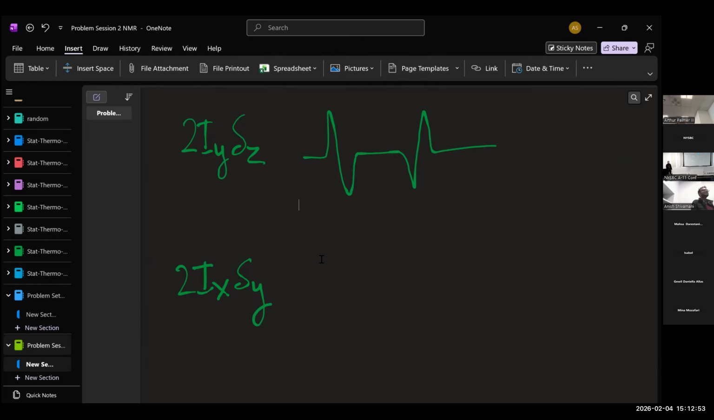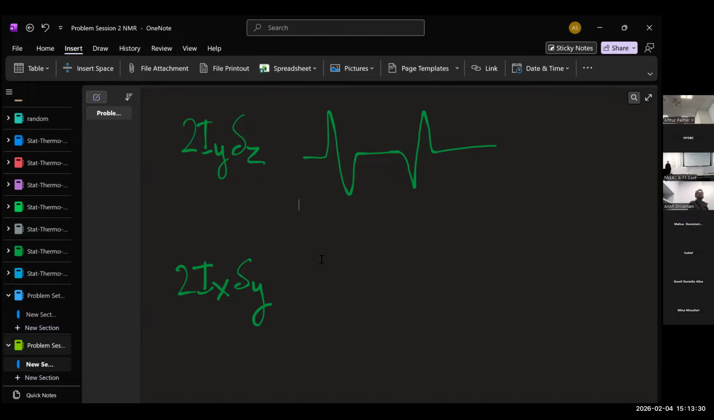Okay, the last one, 2IXSY. Double quantum, right? Is it only double quantum? No, it's a mixture, right? Of double and zero quantum.